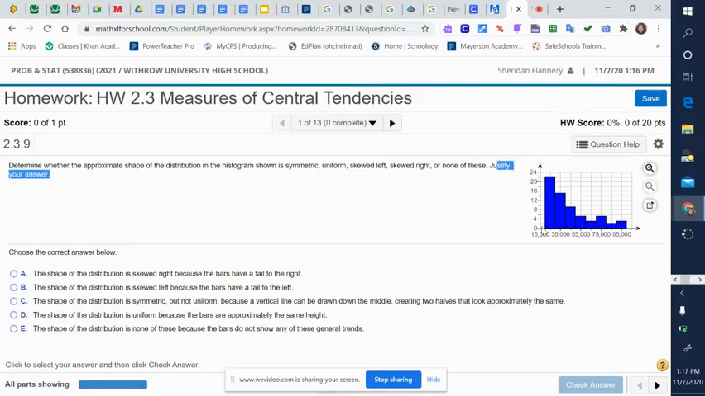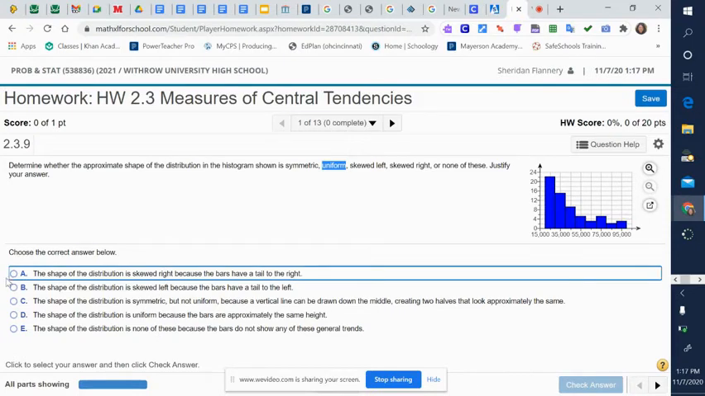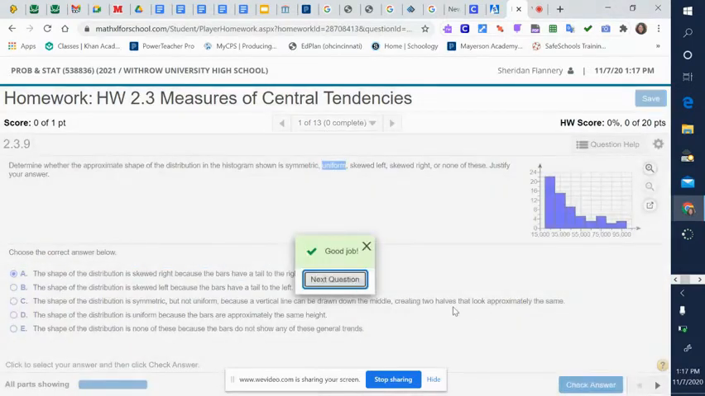So looking at this guy, is it what's also called bell-shaped, symmetric? Is it symmetrical? No, right? It doesn't go up in the middle and the same on both sides. Uniform would be a rectangle. This is definitely not a rectangular shape, right? It's kind of got this little slant on the right. Well, if that slant is on the right, then we call it skewed right. That little tail is on the right side. We call it skewed right. So skewed right, skewed left, symmetric, uniform, none. Skewed right. Boom. Next.